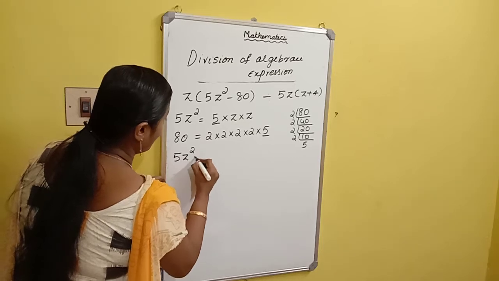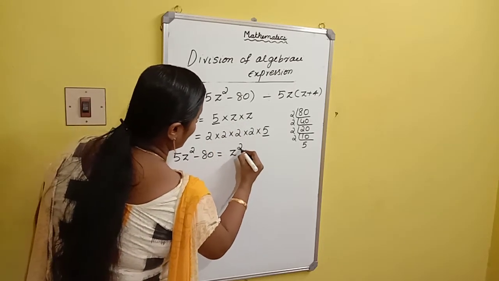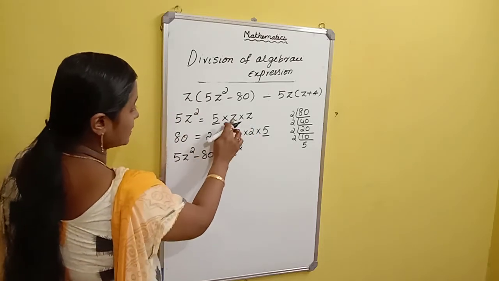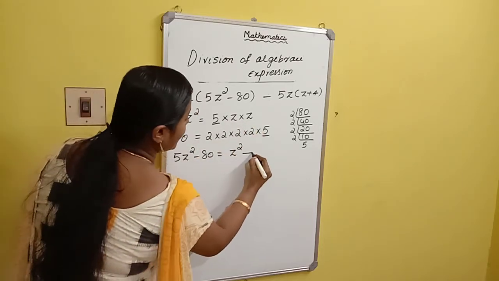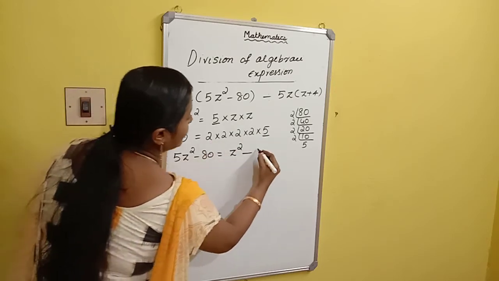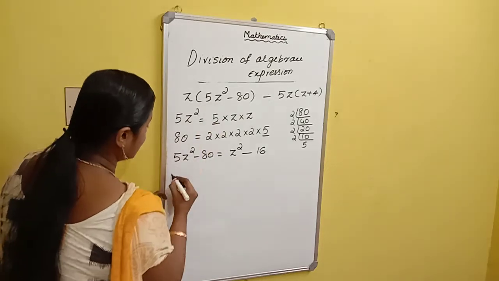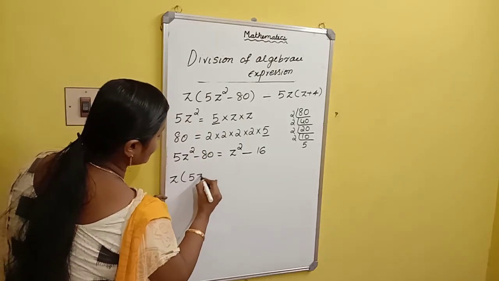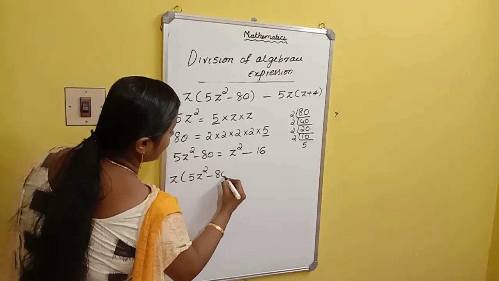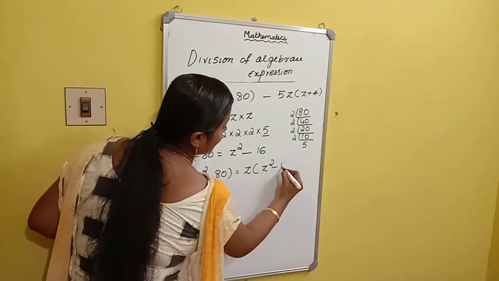5z square minus 80 equal z square, this one, z square minus, here 5 taken outside. Then what will you get? That is 16. So, what will you get? 5z square minus 80 equal z into z square minus 16.